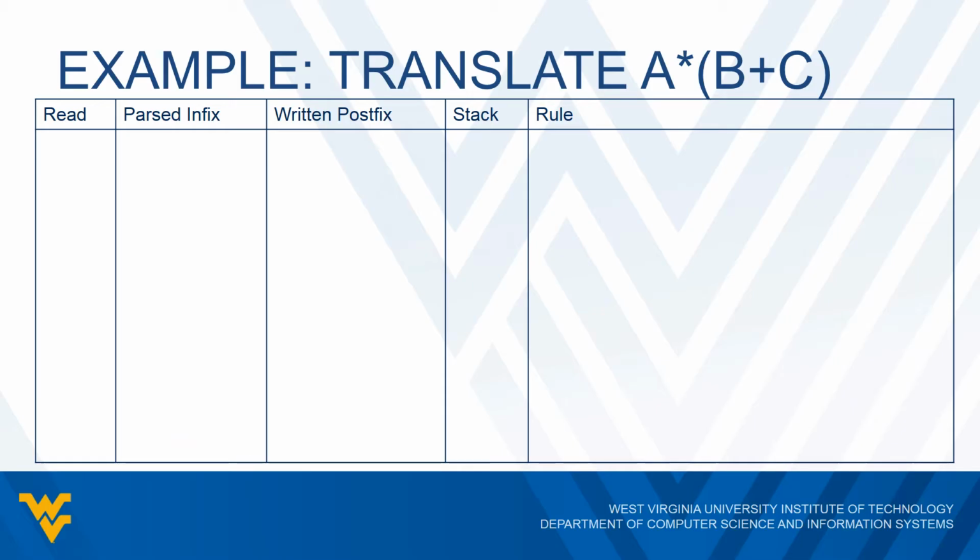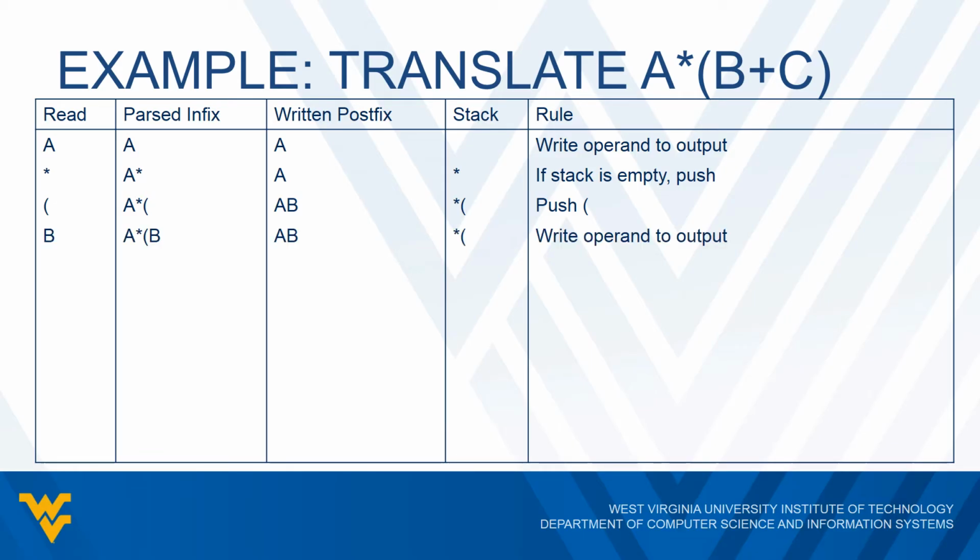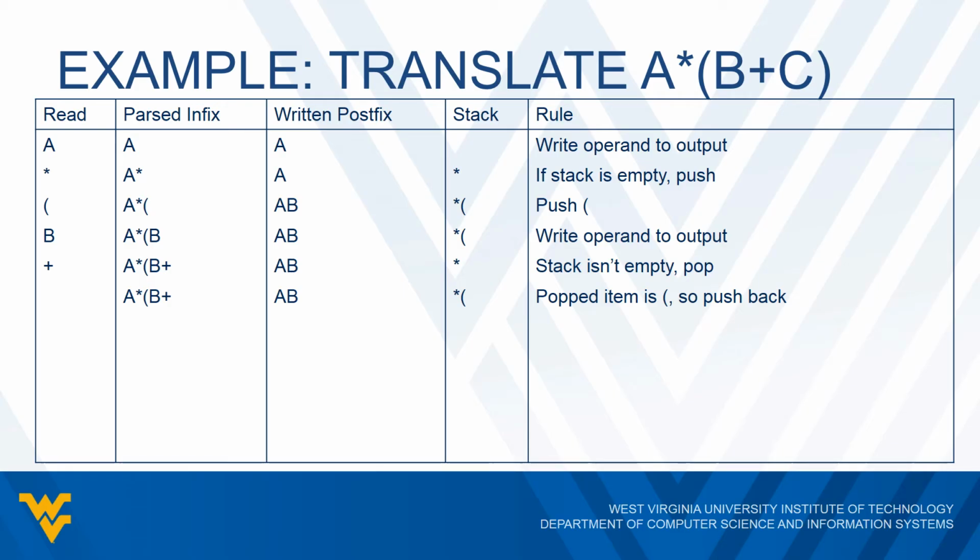This would be the A times, in parentheses, B plus C example, and we'll see how the parentheses are applied to our translation rules. So we first read the A, we write that to our output. We then read the multiplication symbol, so since the stack is empty, we're going to push that onto the stack. We then read the left parenthesis symbol. According to our rules, we would push that onto the stack. We then read the B, so we're going to write that to our output. We then read the plus sign. So according to our rules, the stack is not empty, so we're going to pop the stack. Now at this point, we popped the open parenthesis. So according to our rules, we're going to push that back onto the stack. We'll then push the plus sign onto the stack.